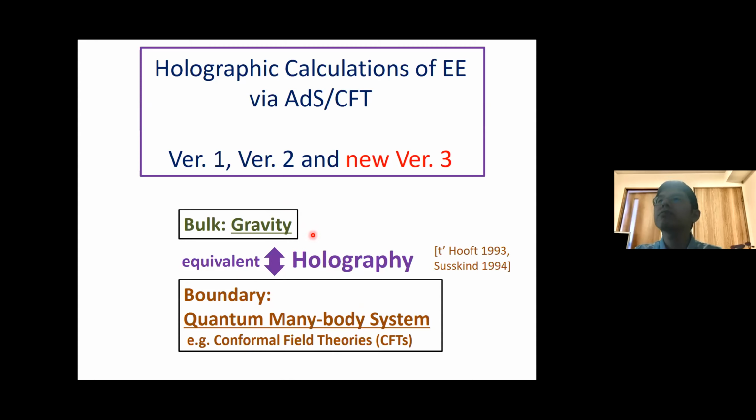And we want to use this holography to evaluate entanglement entropy, and also complexity. And for this, I would first like to review two versions of the holographic calculation of entanglement entropy, version 1 and version 2. That is, a static system and a time-dependent system. And I want to give some third possible version of this formula.